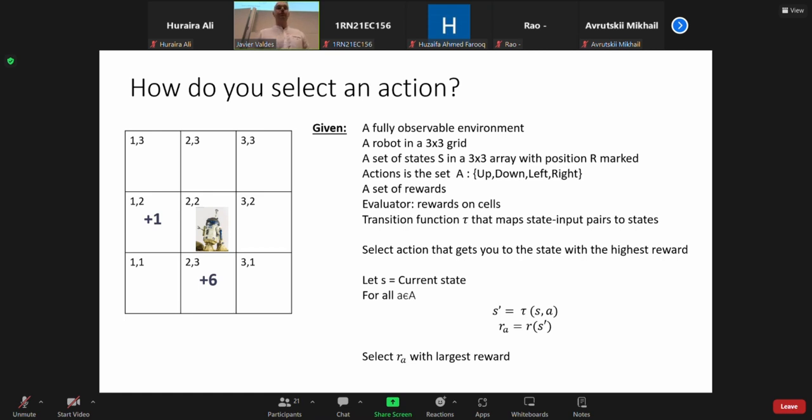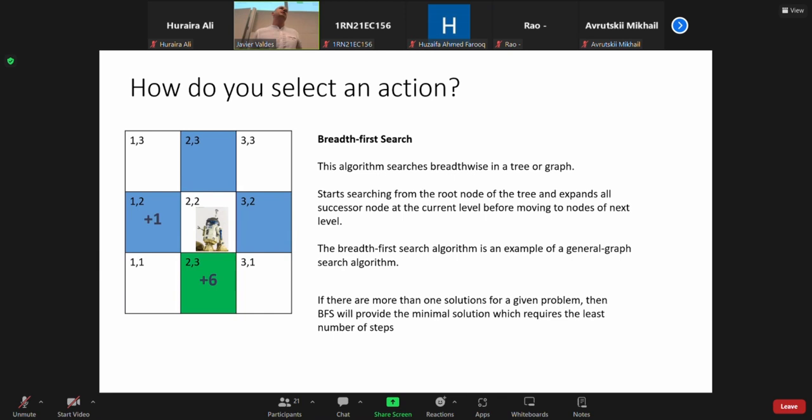So what do you do? How do you solve this problem? Well, the first idea might be just expand in all directions. I'm just gonna expand in all directions, and I'm gonna look into the four different possibilities.